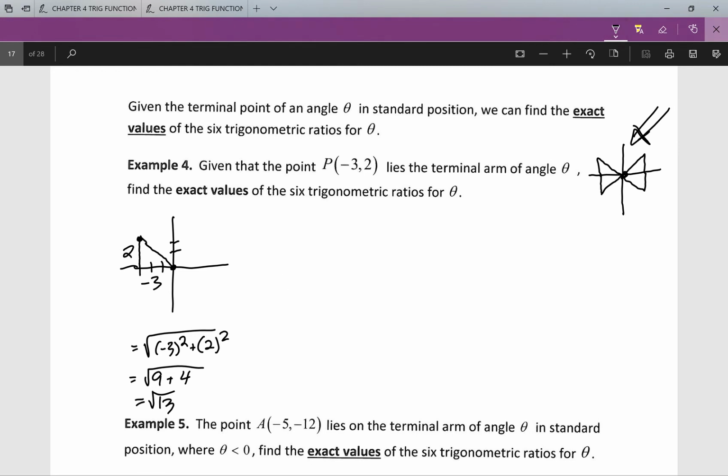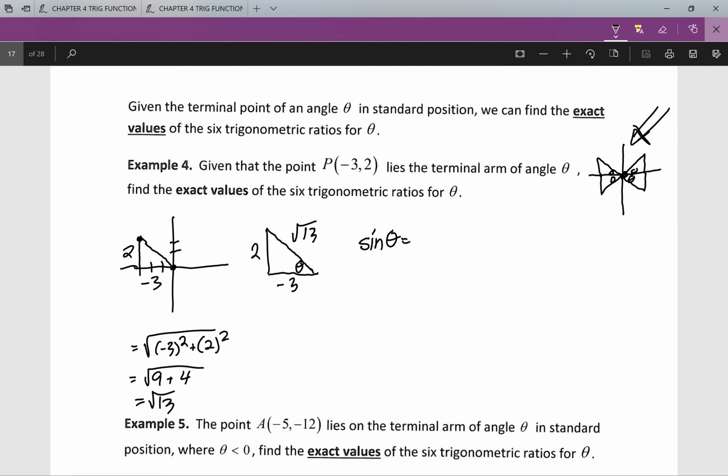So now, that gives me that my hypotenuse right there is root 13. I'm just going to quickly redraw my triangle right there. I have 2, negative 3, and root 13. My theta is always going to come from the origin, so I'm just going to put that in right there. And then we want to find the 6 trigonometric ratios.